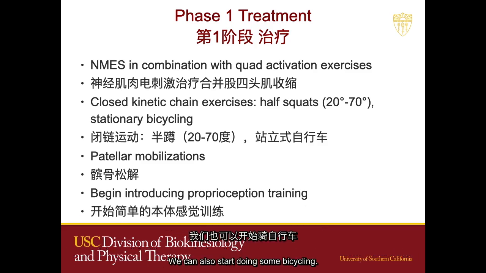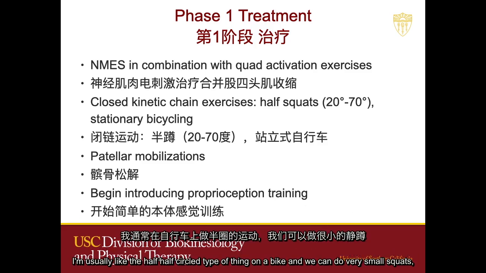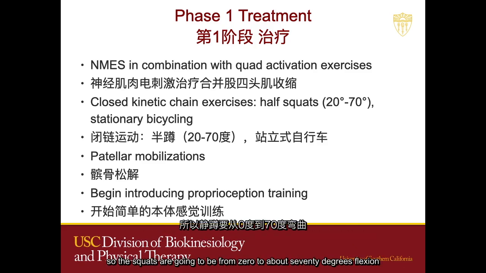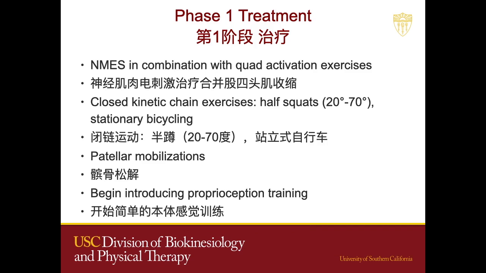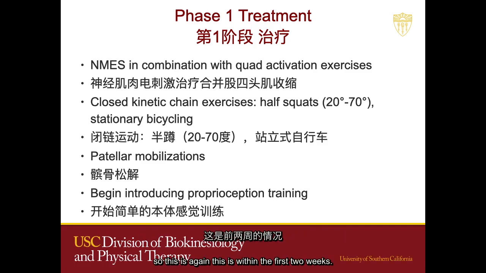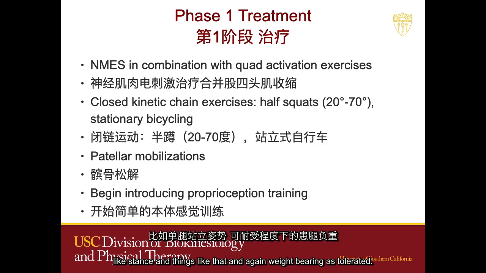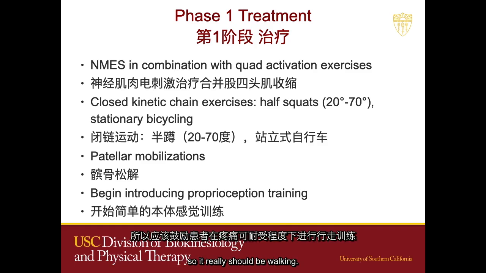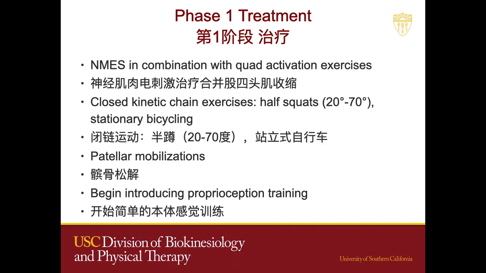We can also start doing some bicycling, usually the half circle type of thing on a bike, and we can do very small squats. So the squats are going to be from 0 to about 70 degrees of flexion. We're doing mobilization of the patella, and we're going to start doing proprioceptive training. So this is within the first 2 weeks. They should be starting to do some single leg stance and things like that. And again, weight bearing as tolerated. So they really should be walking.